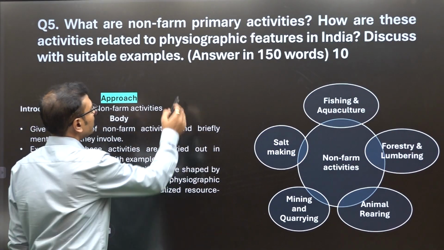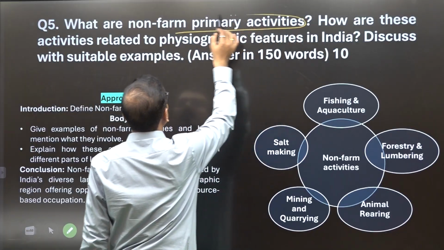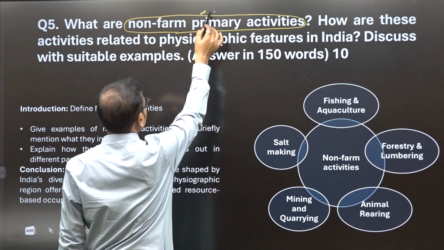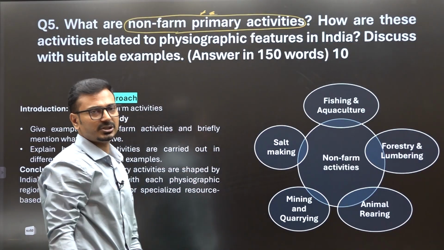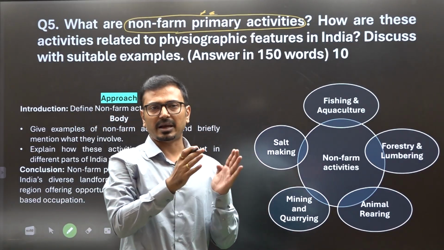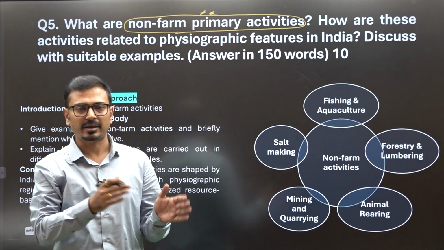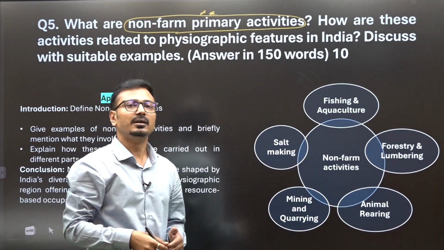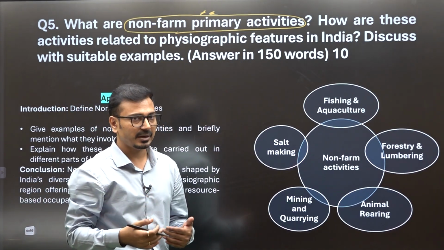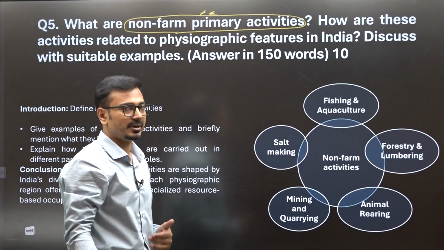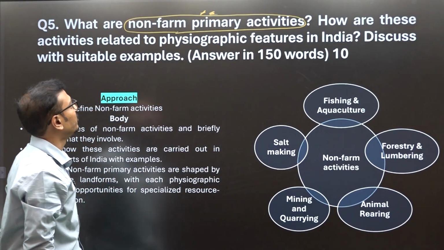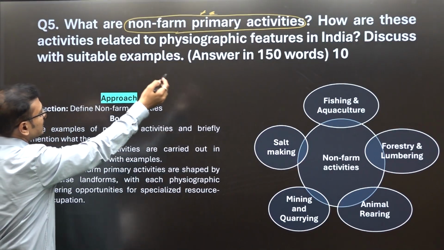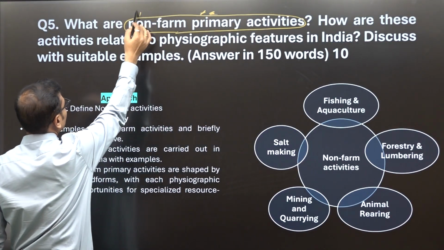What are the non-farm primary activities? Okay, so this is a very unique question. They have asked about primary activities, location of industries in the primary, secondary and tertiary sector. The primary sector includes farming activity as well as non-farm primary activities. What kind of non-farm primary activities are involved? That is the straightforward first part of the question.